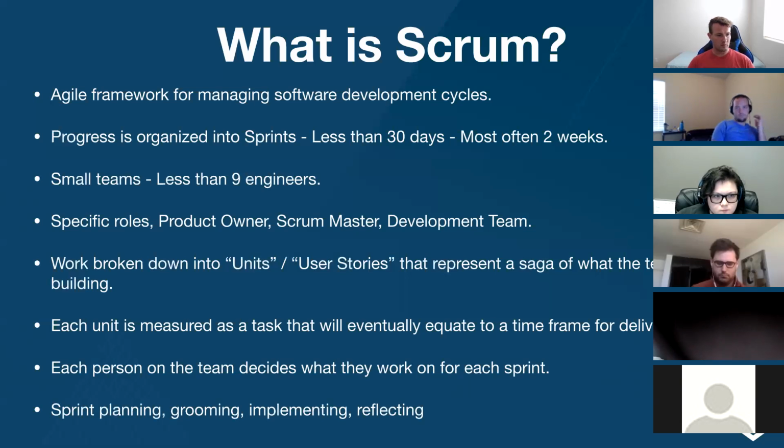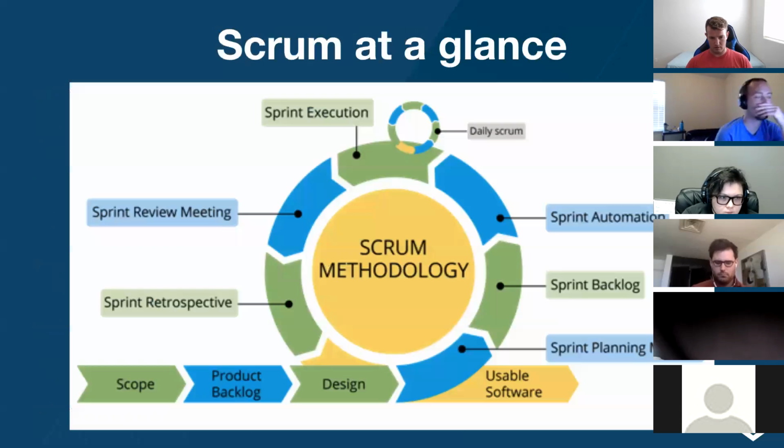So we're going to look at a Scrum cycle. We're going to look at what sprint planning is, grooming, implementing, and reflecting. Sorry for the fuzziness. We obviously zoomed in on this picture a lot, but this is Scrum at a glance. So each wheel is a new cycle, a new sprint.